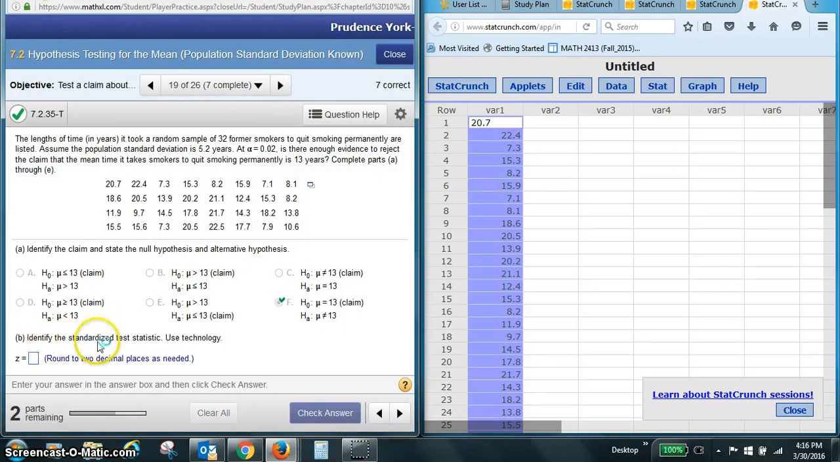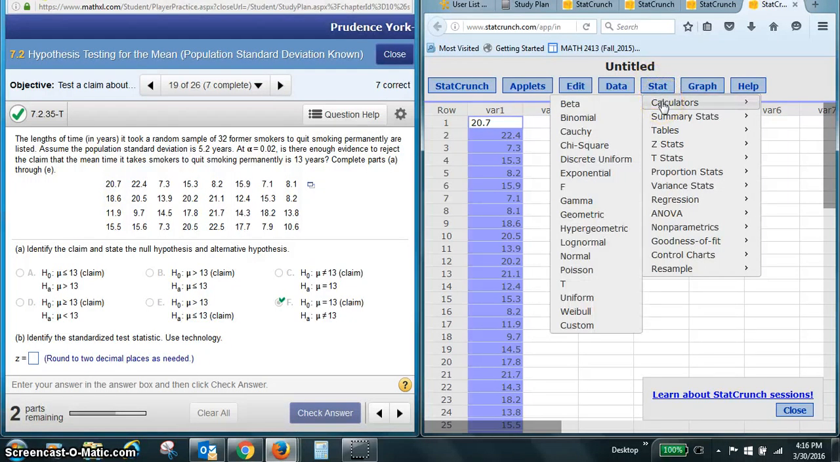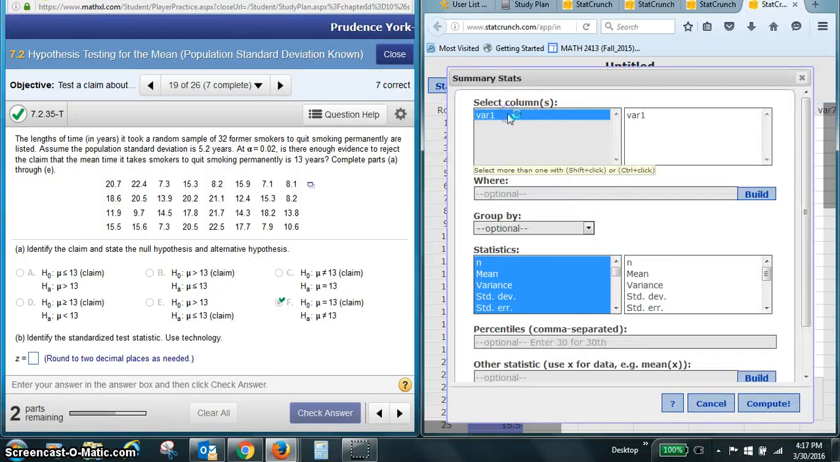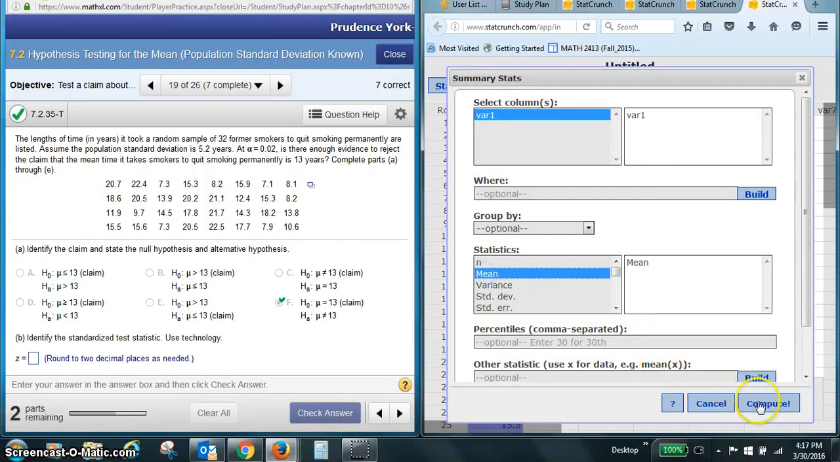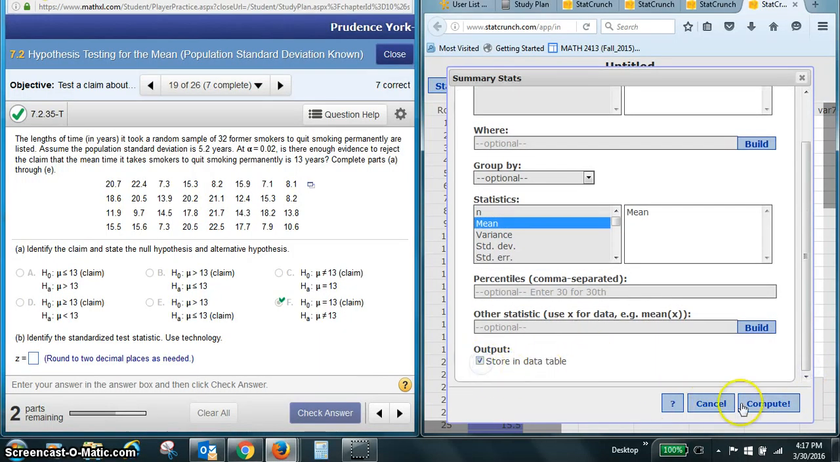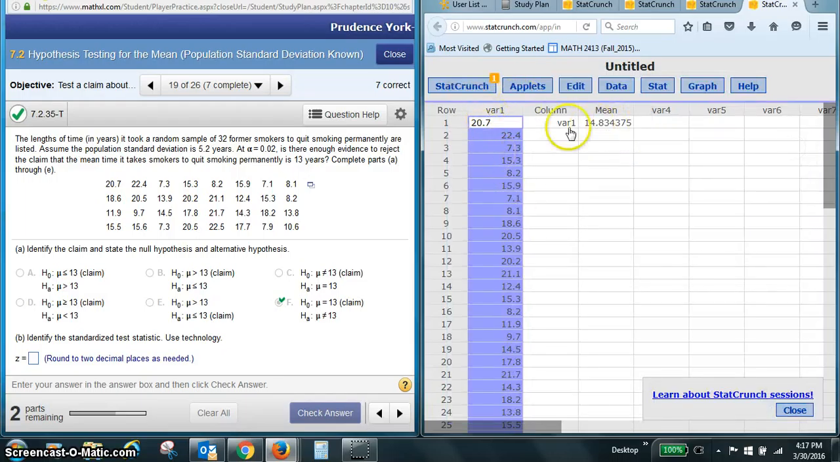Now, it wants us to identify the standardized test statistic. So we need to find the mean of this column of data. So I'm going to do summary stats for columns, variable 1, and all I need is the mean. Now I'm going to go ahead and store it in the data table so it'll be there. So the mean for this sample is 14.83.